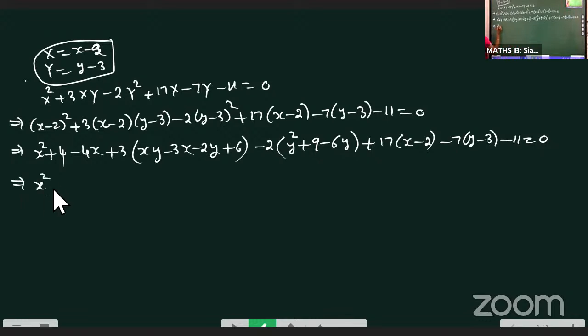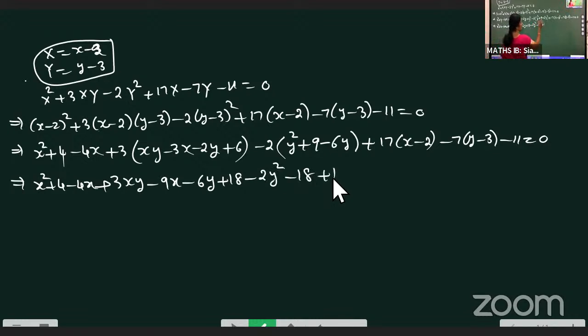So x square plus 4 minus 4x, multiply with 3: plus 3xy, minus 9x, minus 6y, plus 18. Again open up this: minus 2y square, minus 18, plus 12y, plus 17x, minus 34, minus 7y, plus 21, minus 11 is equal to 0.